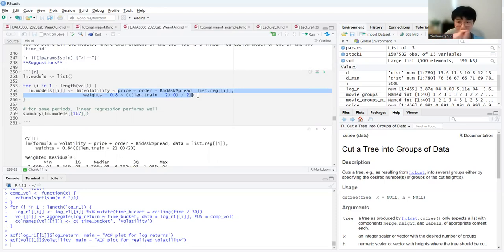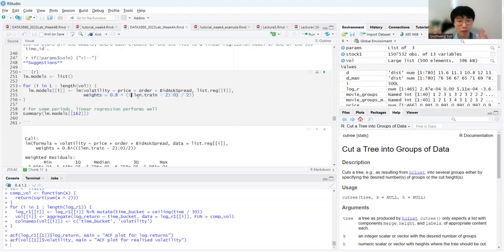But remember, this is time series data. So if we just use the ordinary least squares, we overlook all the time information. So a more robust way in practice is to use the weighted least squares if we want to use a regression model. The weight is determined by recency. Here I use an exponential weight, 0.8 to the power of the recency. So how do we understand this code here?